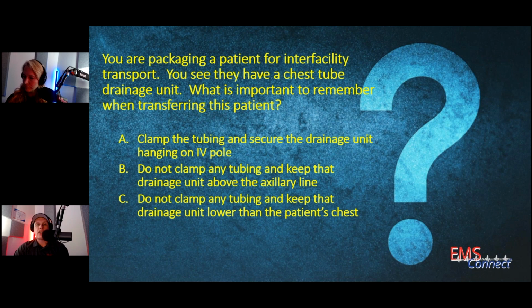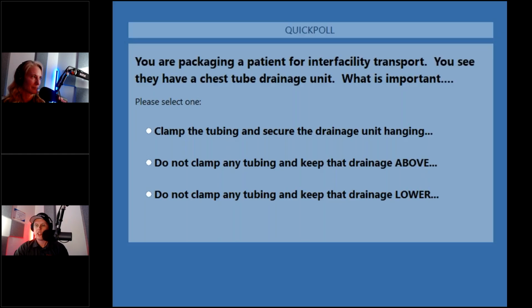Is it A, clamp the tubing and secure the drainage unit hanging on an IV pole? B, do not clamp any tubing and keep the drainage unit above the axillary line. Or C, do not clamp any tubing and keep the drainage unit lower than the patient's chest. So again, we have clamp the tubing and secure it to the IV pole, or don't clamp anything and keep the drainage unit above, or don't clamp any tubing and keep the drainage unit below. We're going to let this one go for a minute and see where everyone's at. And then Sheri is going to educate all of us that get this wrong on what is the right answer.